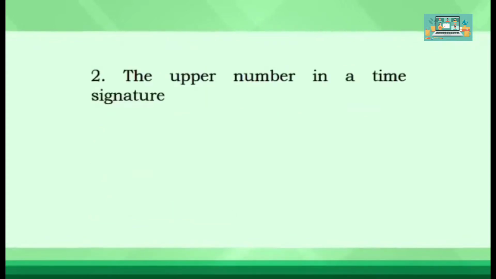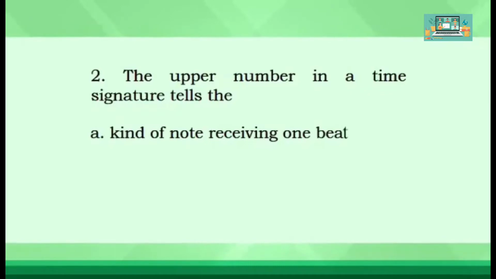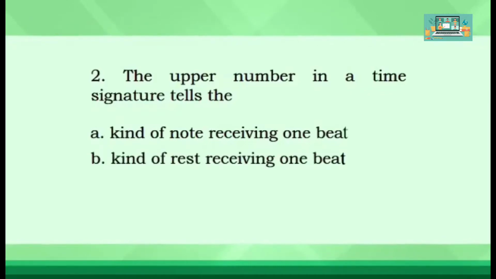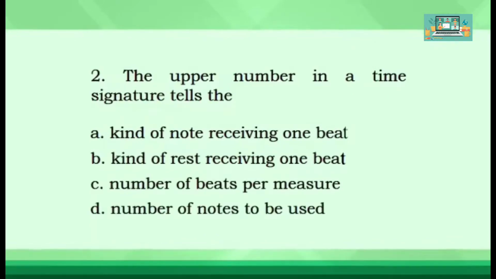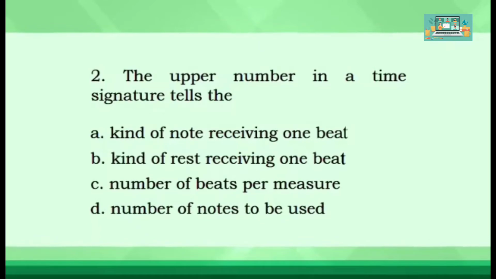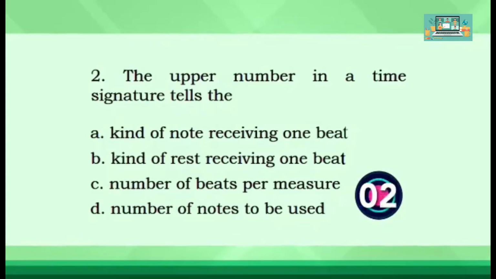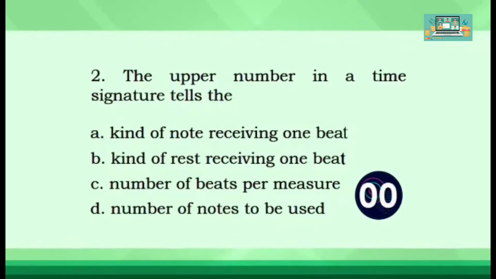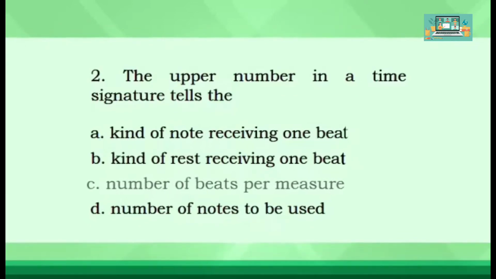Number 2. The upper number in a time signature tells the A. kind of note receiving 1 beat, B. kind of rest receiving 1 beat, C. number of beats per measure, or D. number of notes to be used. And the correct answer is C. number of beats per measure.